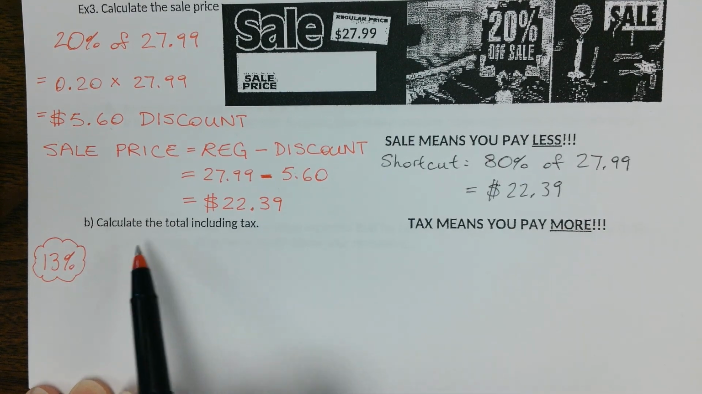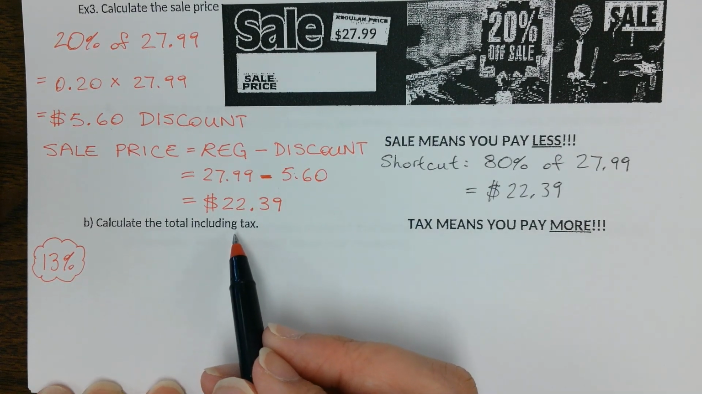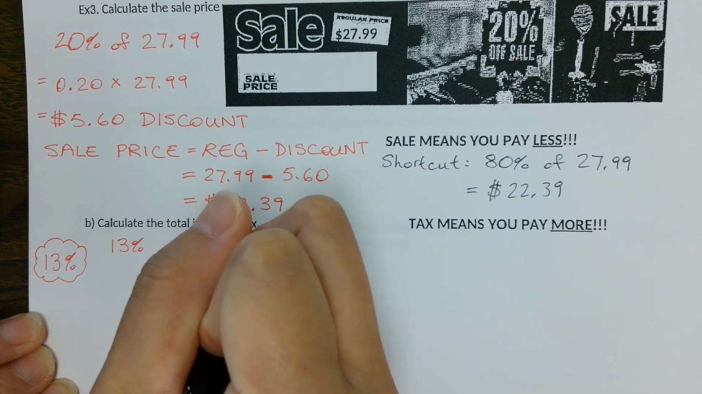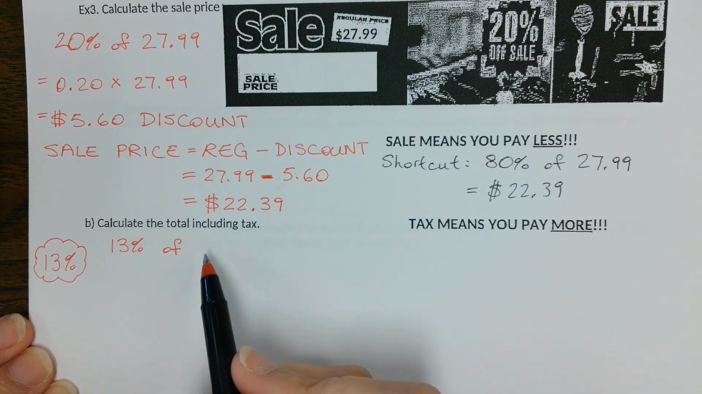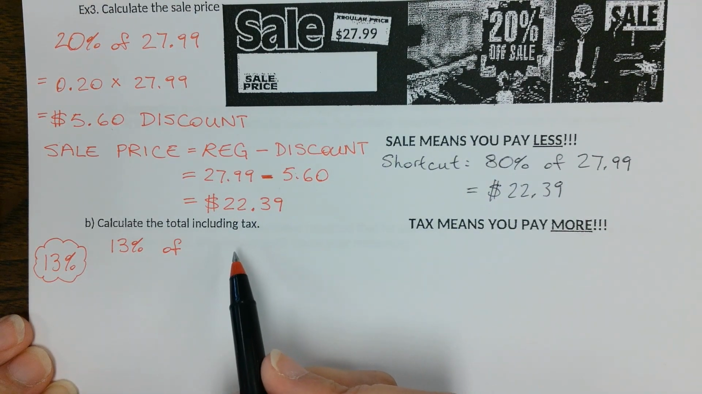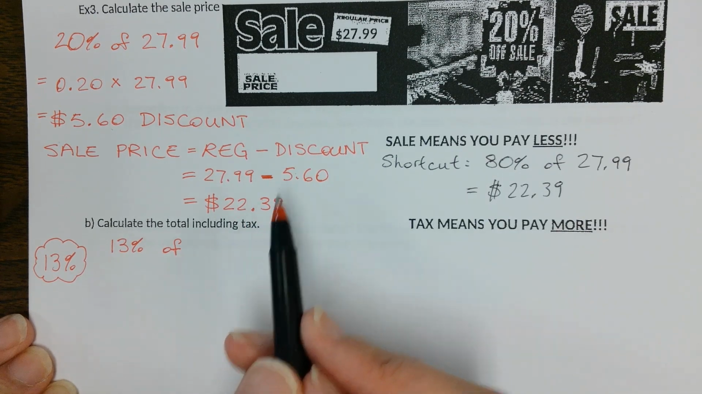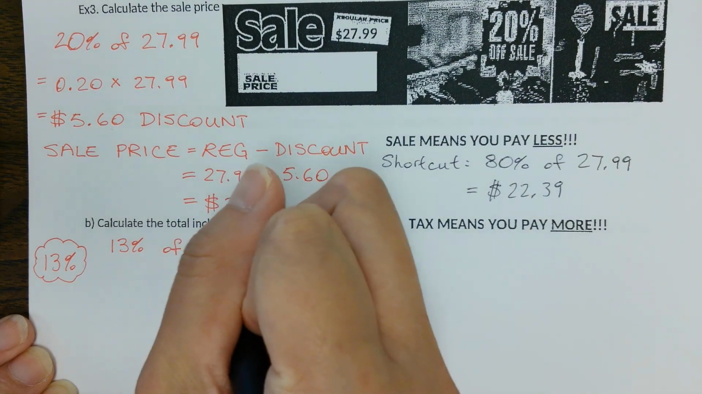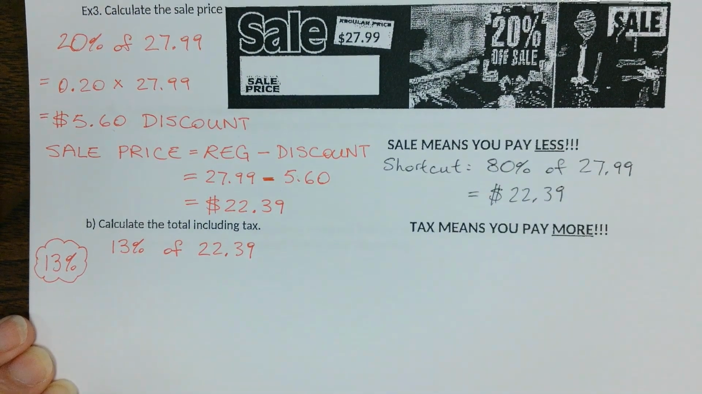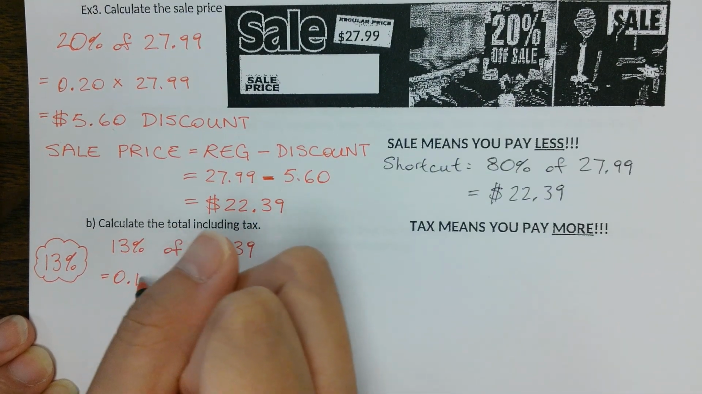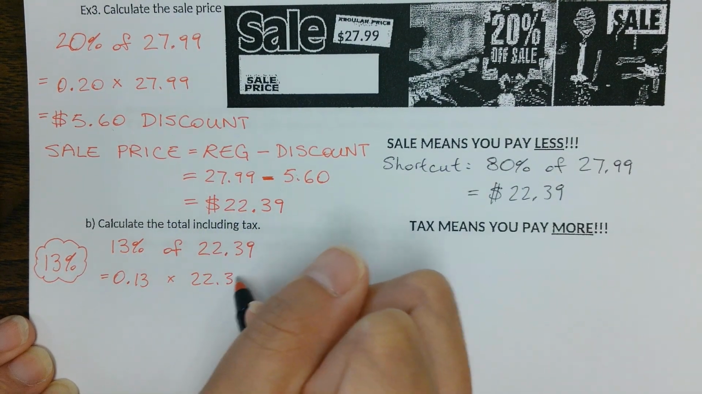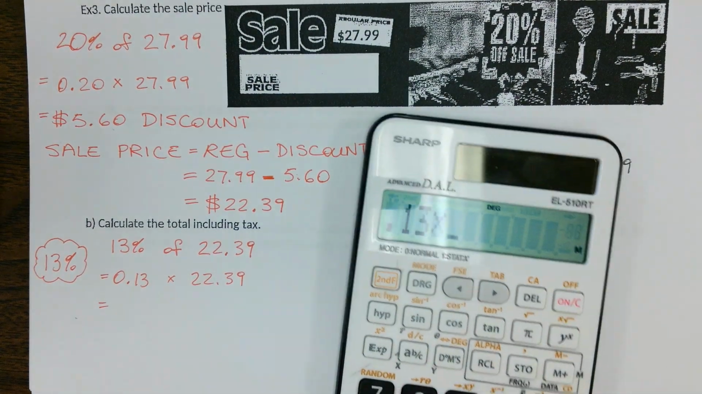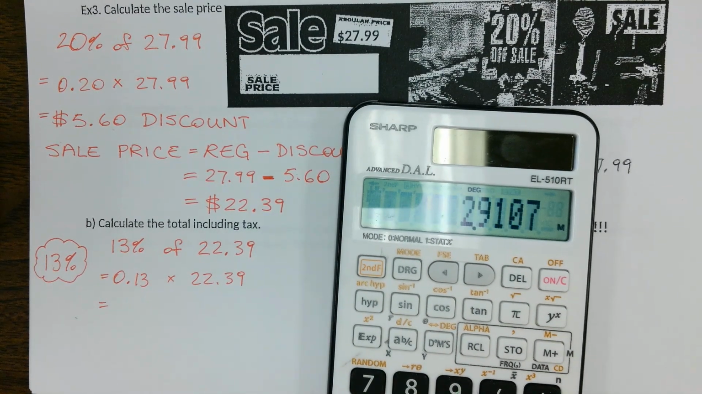Okay. So I want to calculate 13% tax on this. So 13% of what price am I going to use? Yes, so not the regular price, not the discount price, but the sale price. So $22.39. Right? So 0.13 times $22.39. I want to find out how much is my tax. So 0.13 times $22.39. I get this.